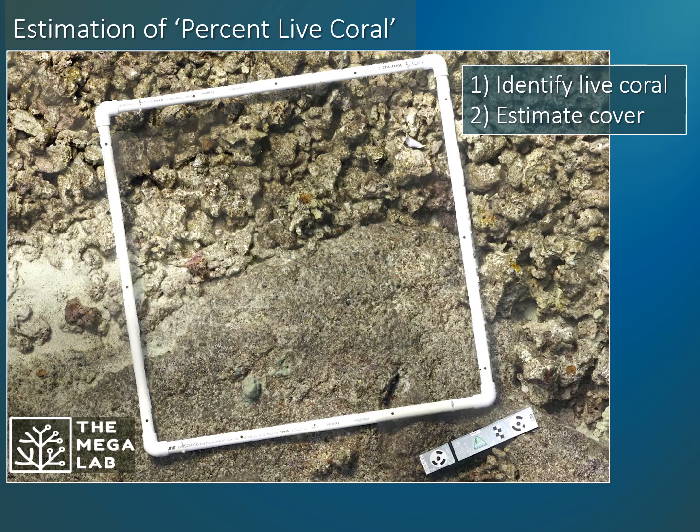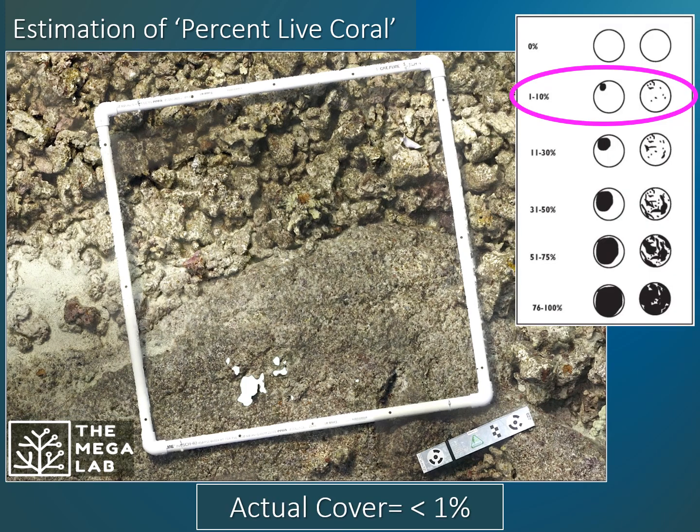In certain areas, percent live coral cover can be quite low. In this example, what do you think is the percent live coral cover within the white quadrat? In this example, live coral within the white quadrat is highlighted in white. Percent live coral cover is less than 1%. Great job if you guessed 1 to 10% live coral cover for your Eyes of the Reef report.